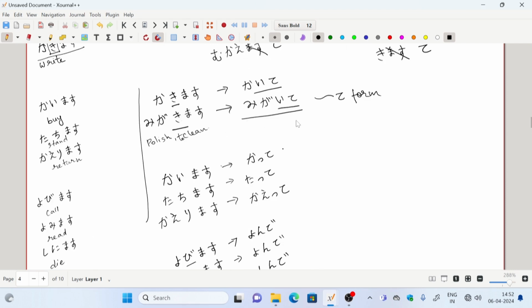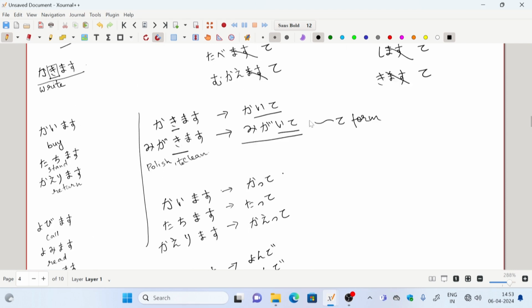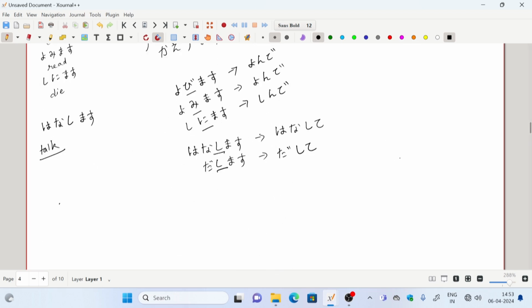There is one exception in the first group, and that exception is ikimasu. Ikimasu ends with, there is ki sound before mas, but it will not go like ite, it is itte. So te form of ikimasu, that is special. So we can write it special. Ikimasu will change into itte.